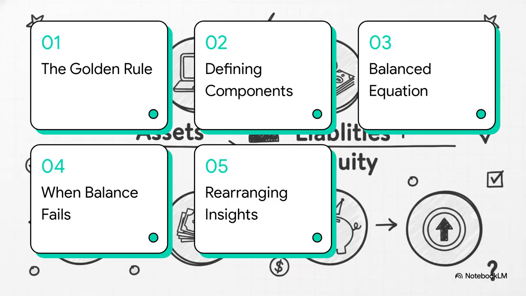Okay, just taking a super quick look at our agenda today, we're going to cover the golden rule, define the core components, see the balanced equation in action, talk about what happens when that balance totally fails, and finally, rearrange the whole thing to pull out some analytical insights.